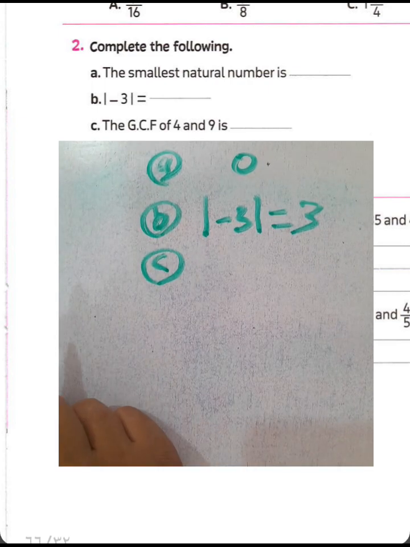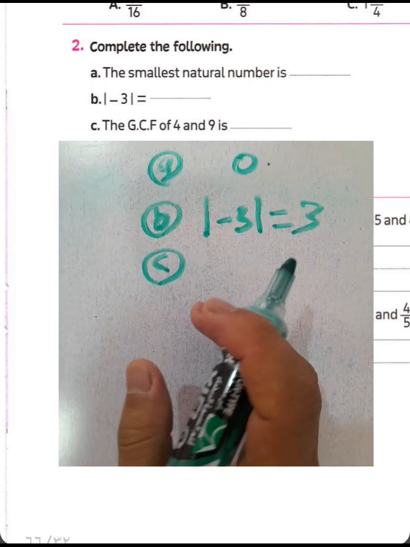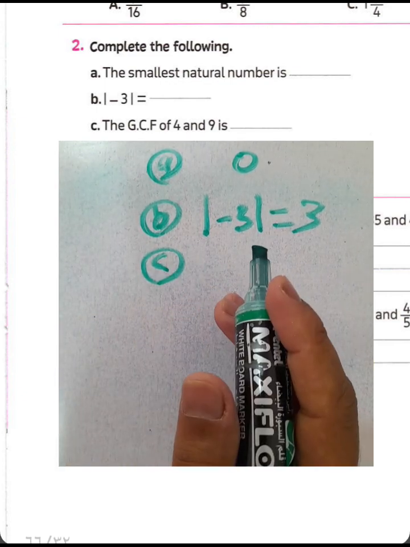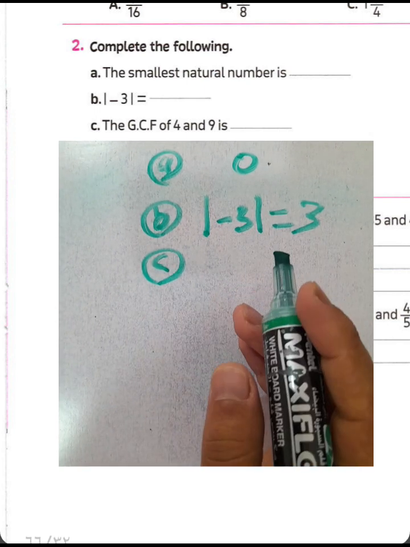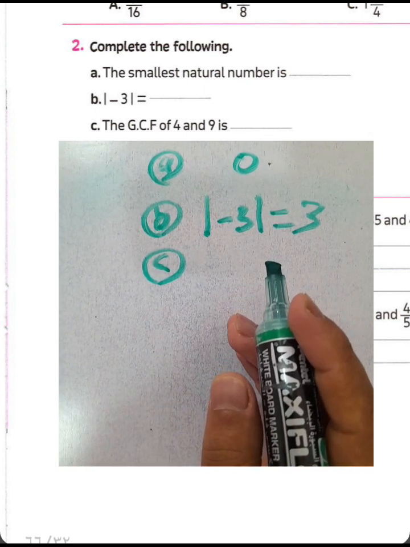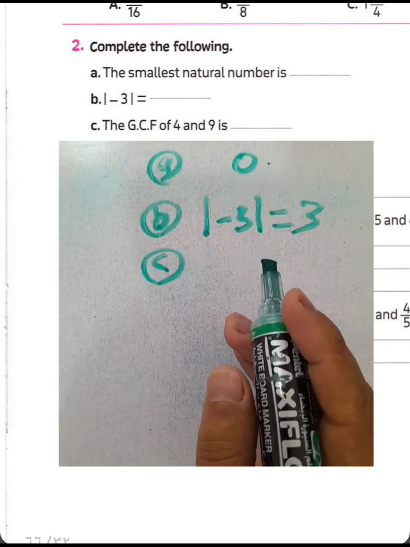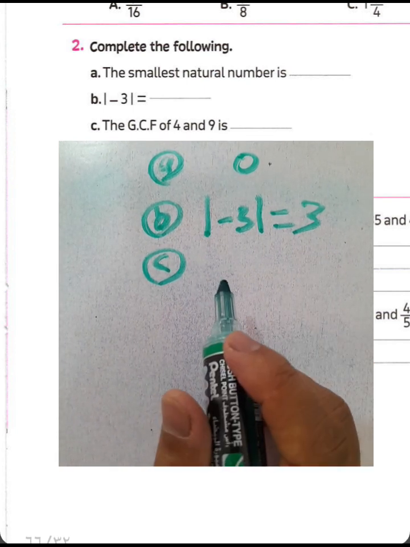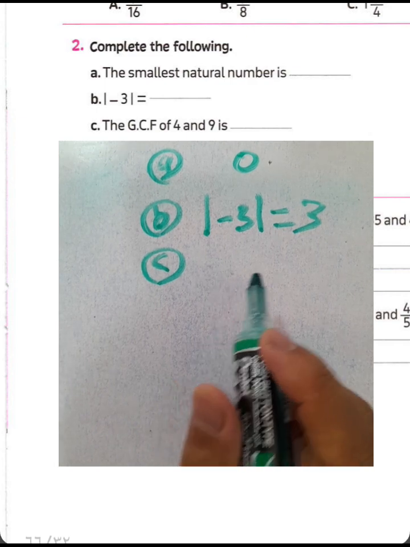The least common multiple between them is 36, but the greatest common factor between 4 and 9 will be 1, because 4 and 9 can't be divided by any numbers other than 1. So we call 4 and 9 relatively prime numbers. The relatively prime numbers 4 and 9. Then the greatest common factor between 4 and 9 will be 1.